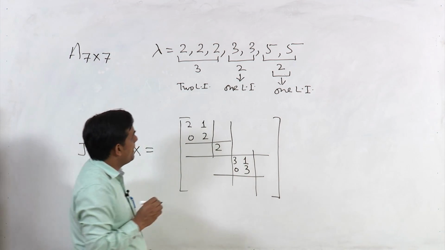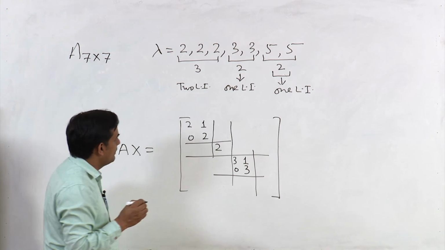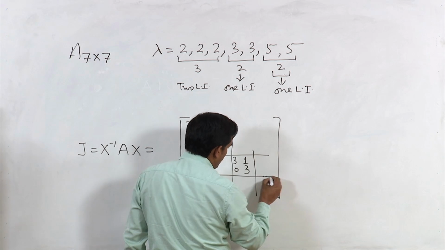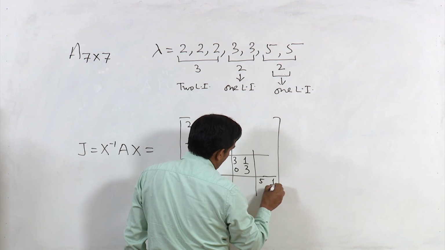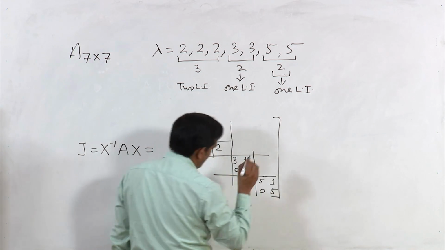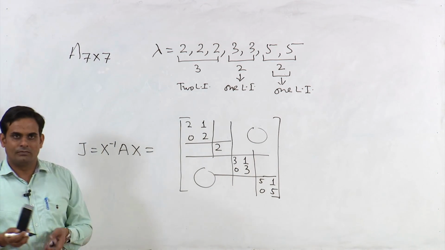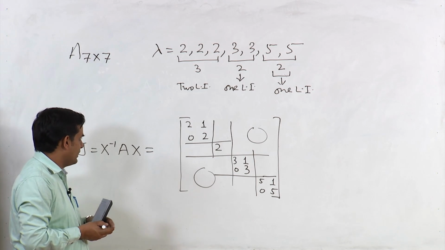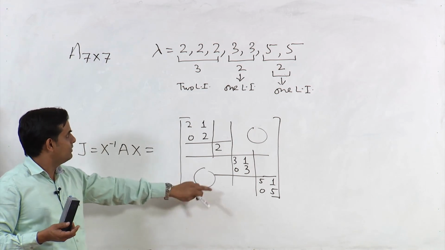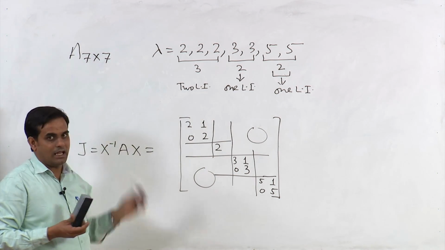And finally I have lambda equals 5, again only one block. So, 5 1 0 5, and the rest of the entries will be 0. So, this will be the Jordan canonical form corresponding to this matrix A.